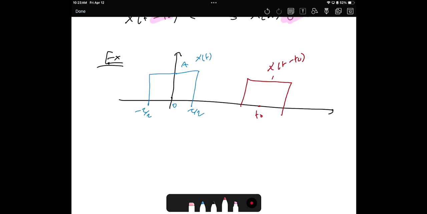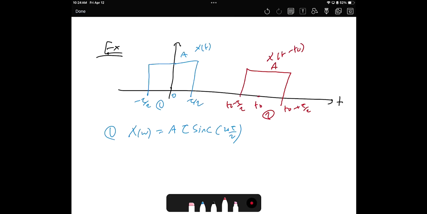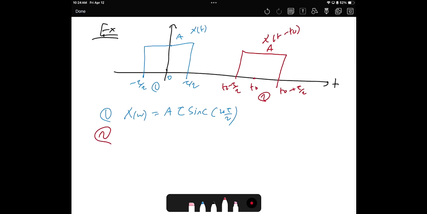So this is the pulse amplitude A. Here, t0 minus tau over 2. Here is t0 plus tau over 2. Then how can we make this function? So basically, I can say this is function number 1, this is function number 2. Function number 1, since it's a rectangular pulse, it will be a sinc function. So X of omega will be A tau sinc of omega tau over 2. That's the first one. Now, with number 2, it's the same, but with a phase shift t0.